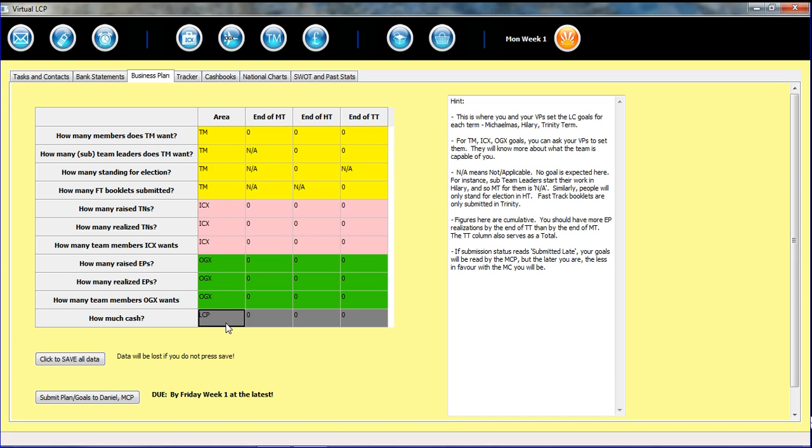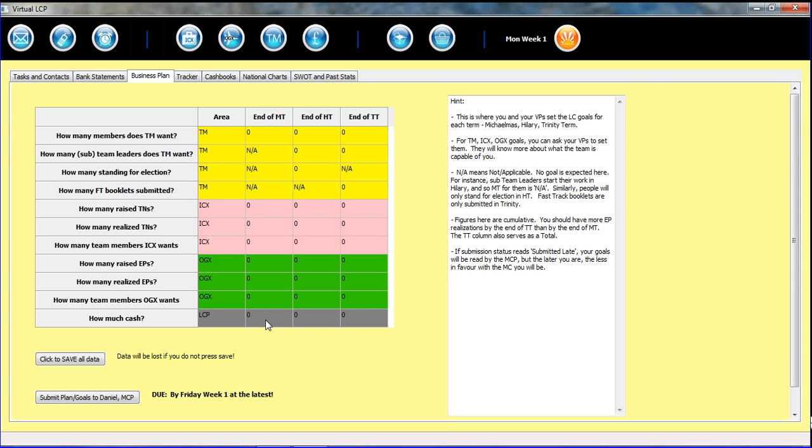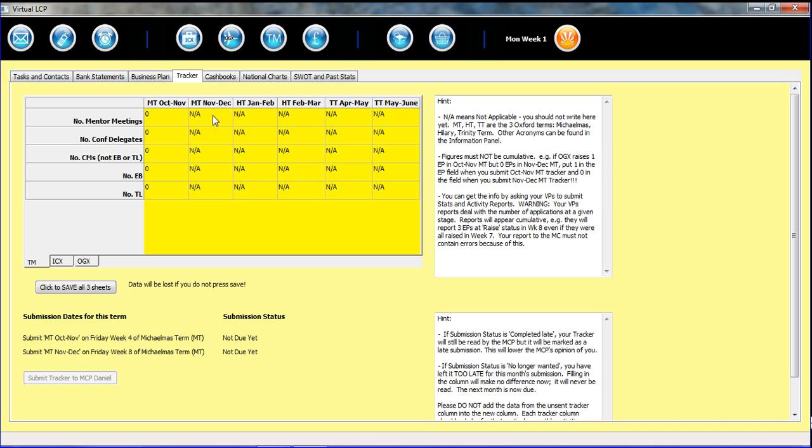So by the end of Michaelmas term, I'll probably have a lot less, but maybe try and keep 250 because there will be conferences. Hilary term, maybe down to just 100. But by the end of Trinity term, I want to be leaving the successor with a lot more money than we started with. So maybe 750 for that. Hopefully. Okay, click here to save. Good. Tracker, we'll fill that out in week, not due yet. Okay. Cash book, not due yet. Great. National charts. These will be done every 4 weeks approximately. Okay.